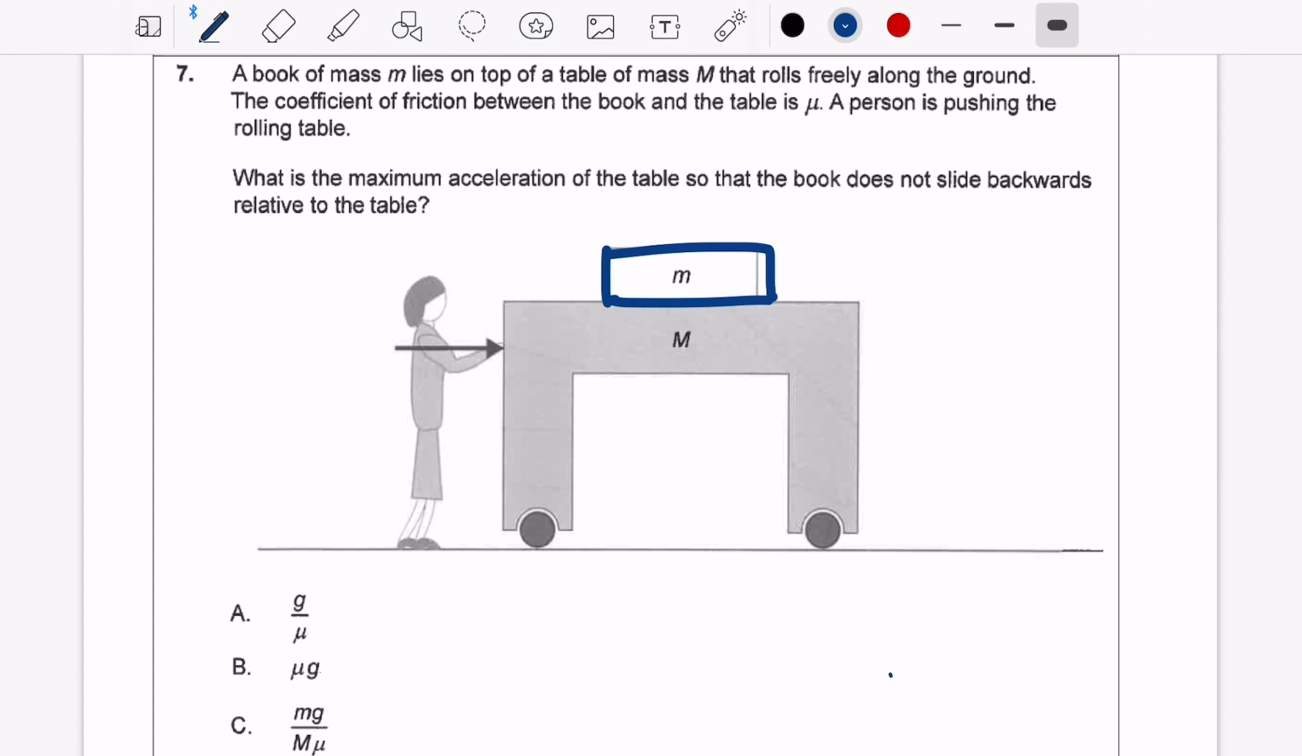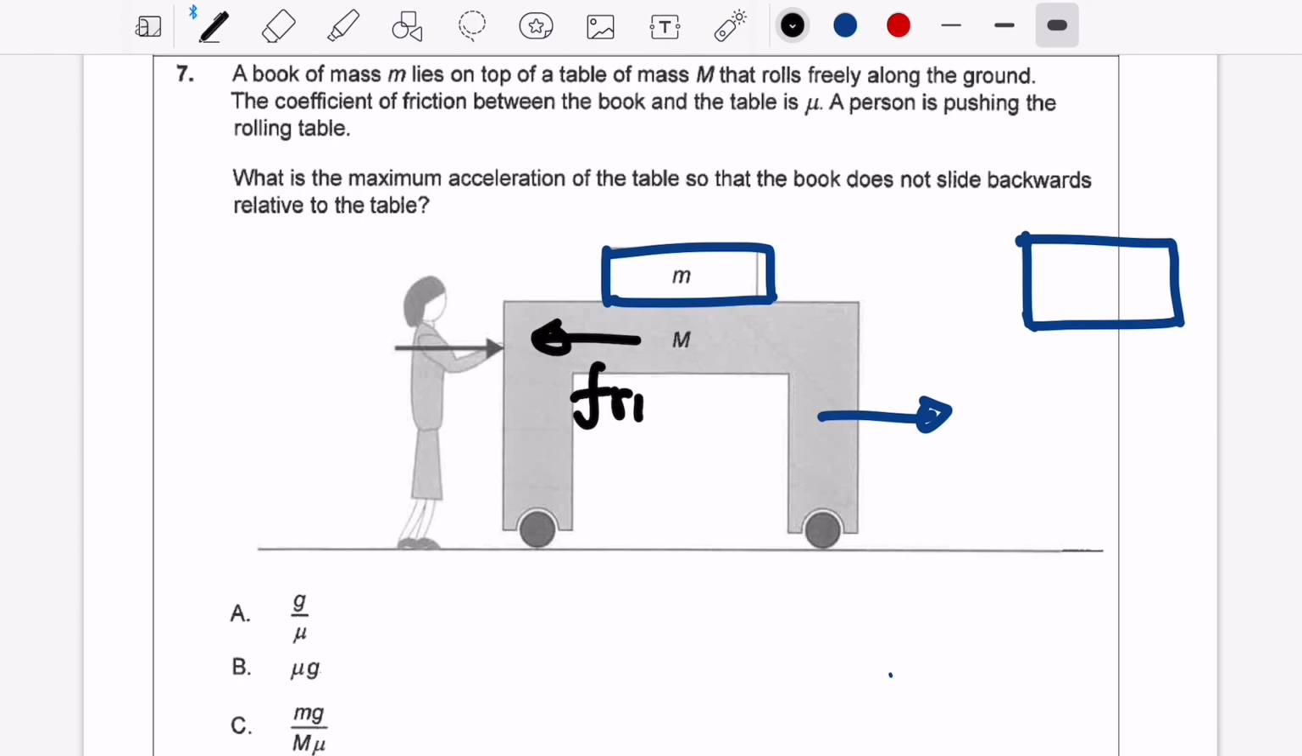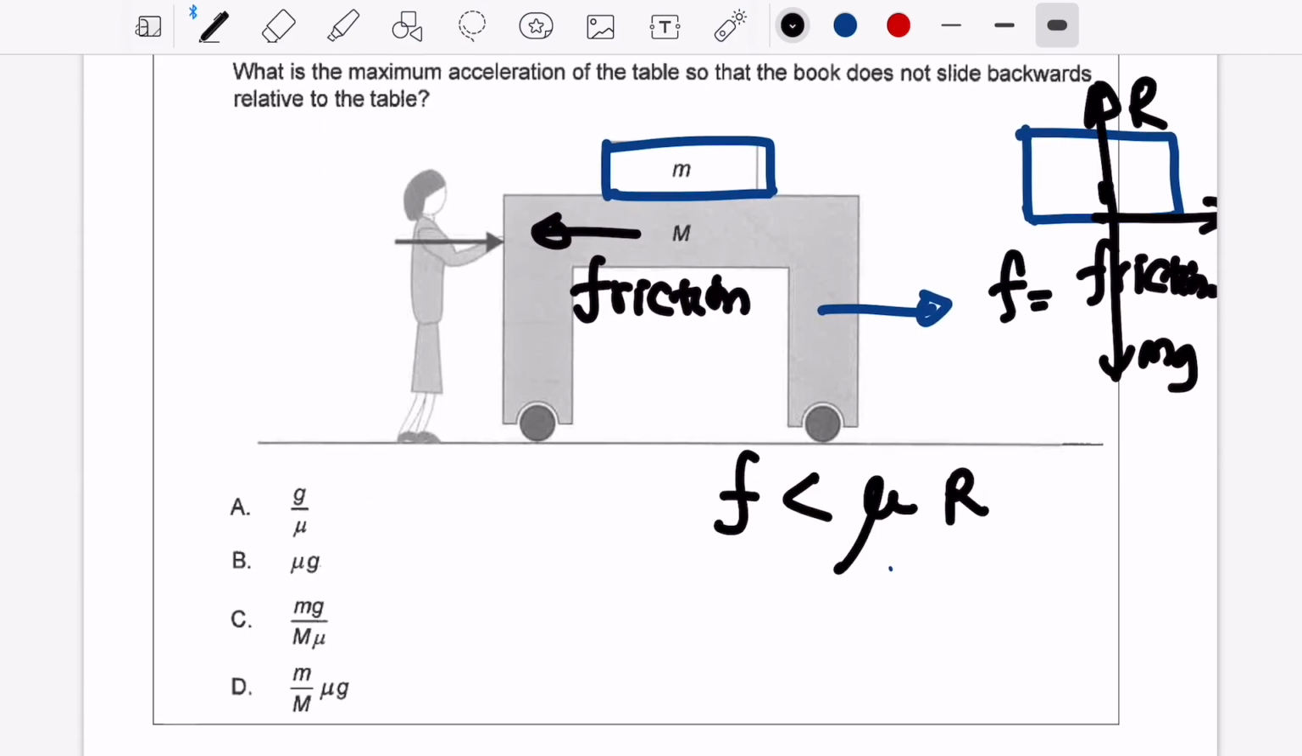we have to first understand how this book moves forward. First the table moves forward, right? So the book gives a friction force on the table. So by Newton's third law, that same force should act on the book by the table. Let's say it is F. As long as this force stays below the maximum friction force, the book is stationary relative to the table. Of course, they both are accelerating forward. That's not the point. Relatively, they are stationary.